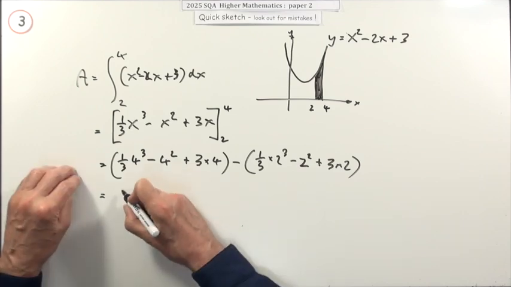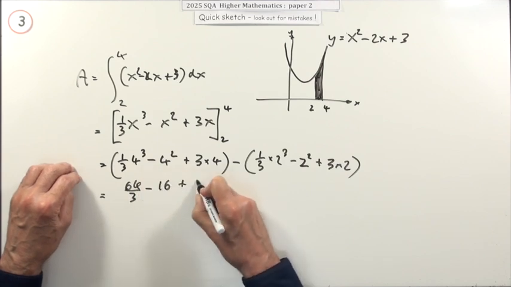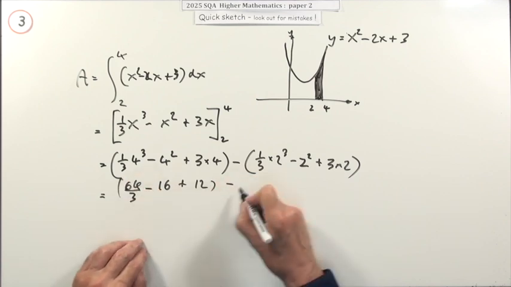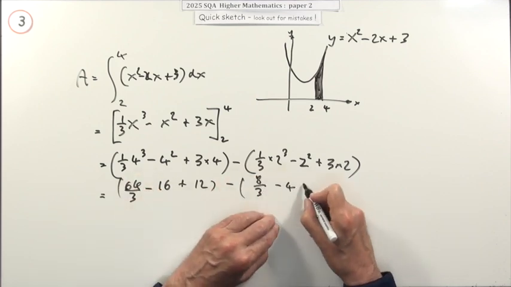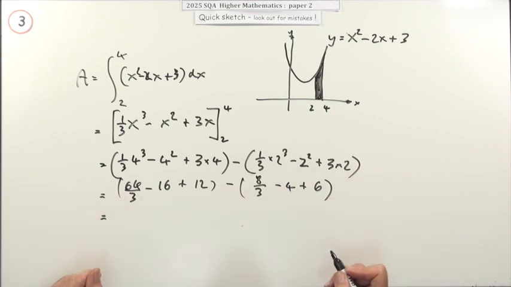I think I'll just work it out. So that's what, 64 upon 3. That's 16, that's 12, and I'm going to take away, oops, I'll just put that in a bracket, that's 8 upon 3 minus 4 plus 6. Then I can do the number parts separately.